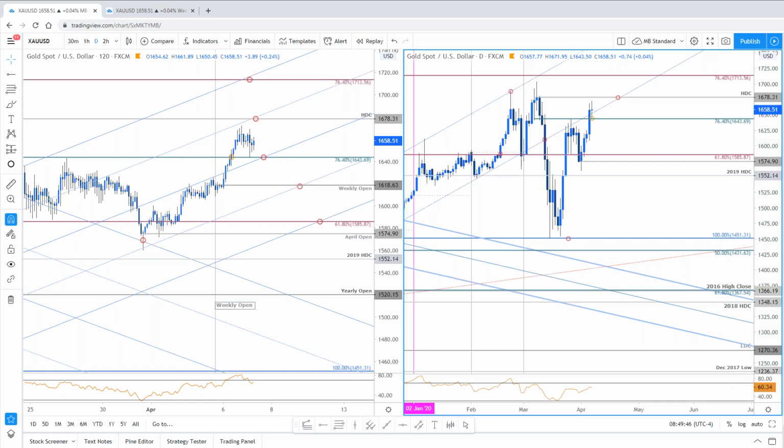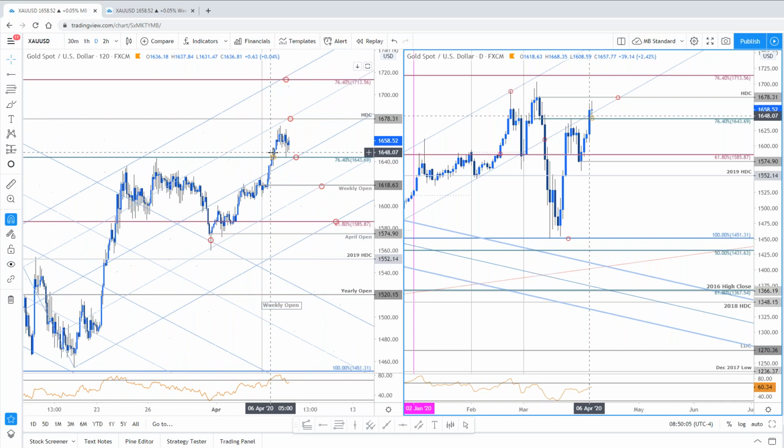I don't have anything, E-man, at 1655, 1650. What do you have there? On the upside, it's 1678 for me. Near-term support right now is 1643. Don't necessarily have a 1650 level. Let me know if you're looking at a pivot or something there. But right now, this is the immediate range.